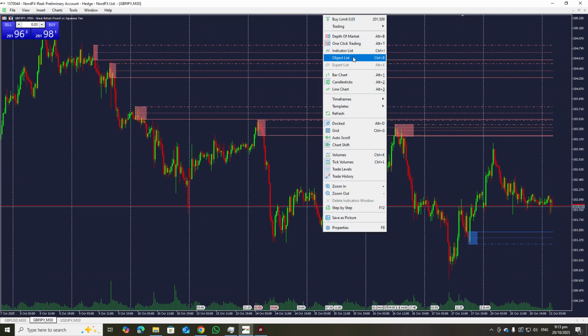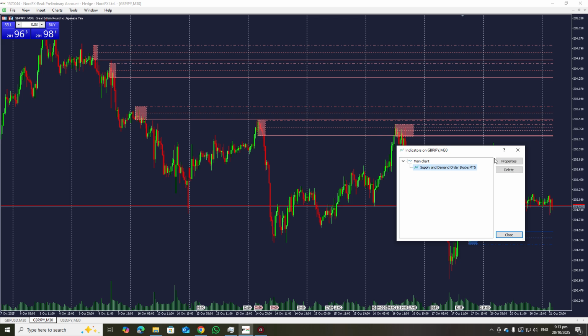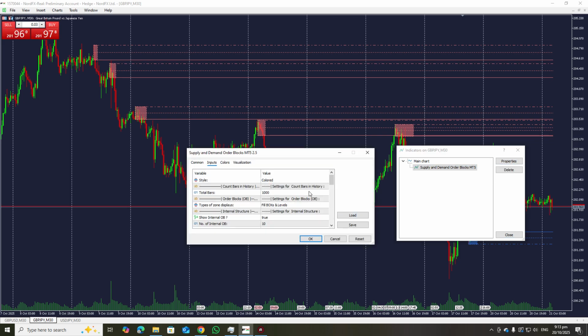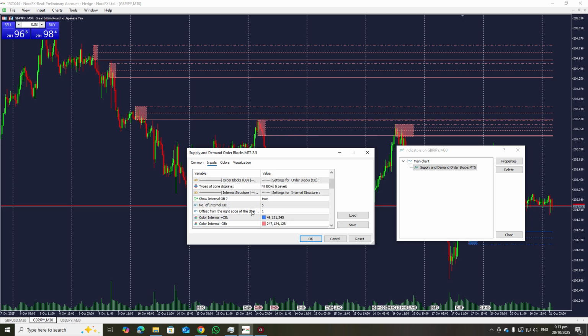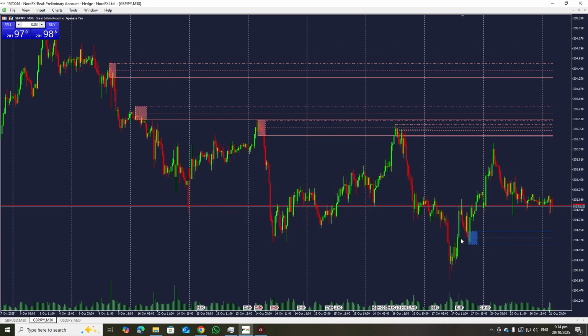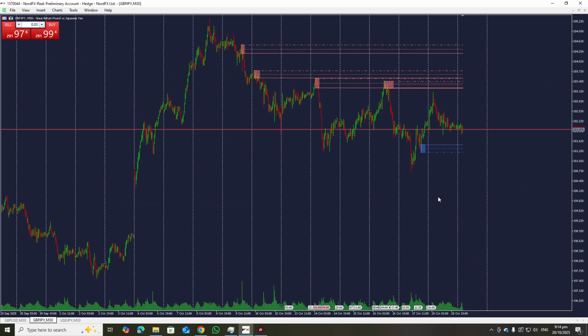And I believe it's on this one. Let's say indicator list, properties. By default, let's reset it first. By default, the total bars it checks is 500 and the amount of markings it will put is 5. So let me save it with that info. You'll see here it will only paint up to 5 on the chart. It doesn't paint anything here.